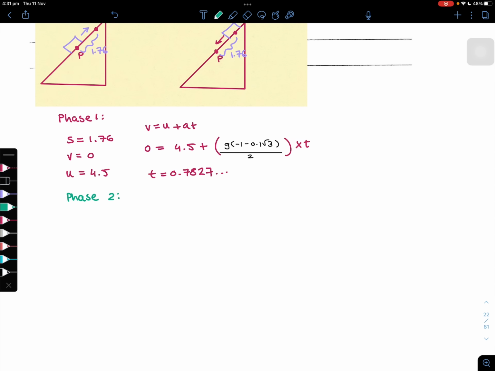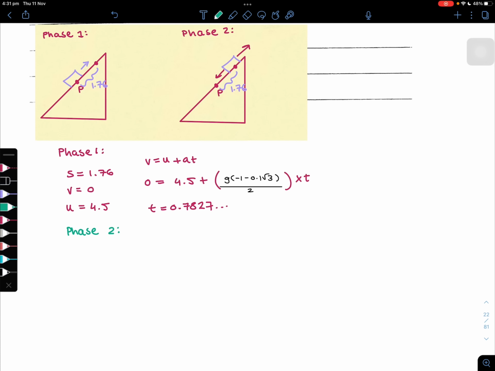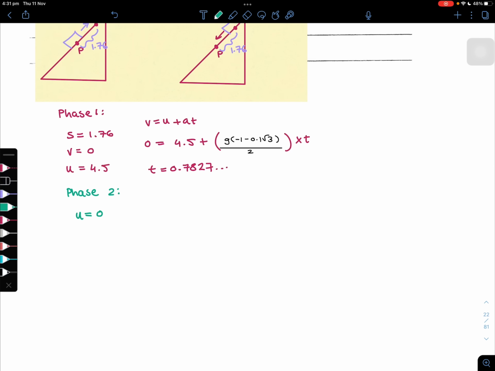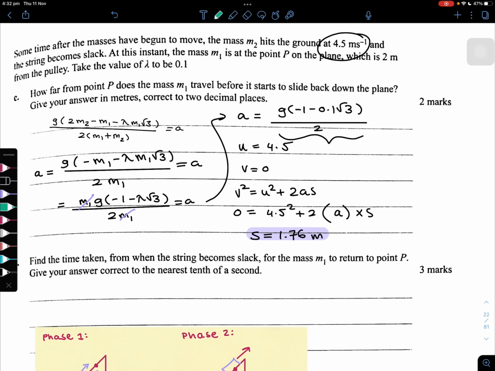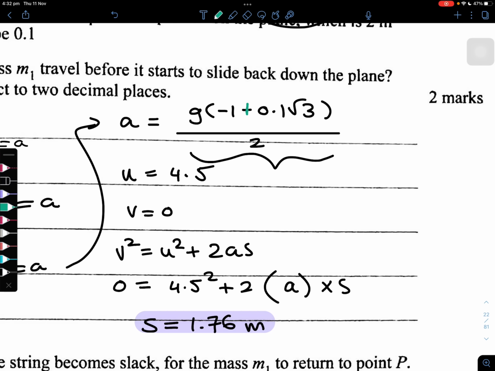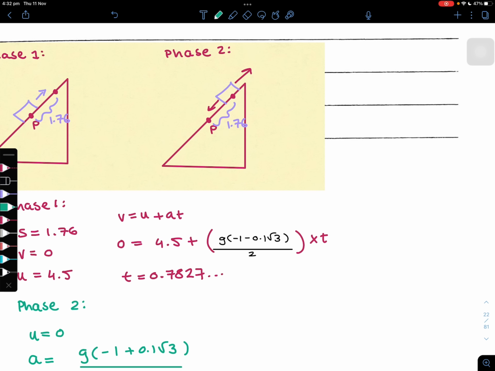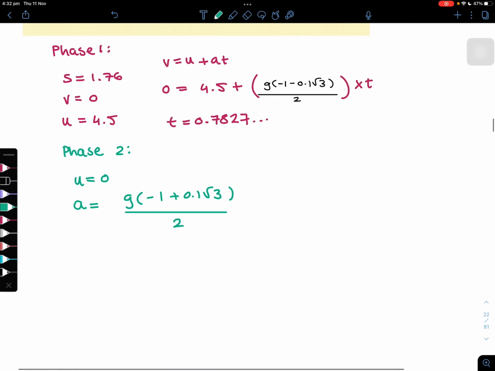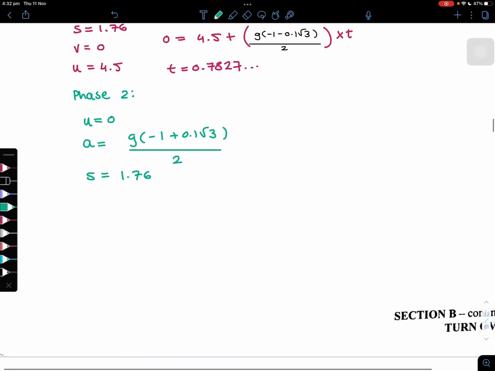So phase 2, let's use a different color. In phase 2, our initial velocity is 0. Our acceleration is going to be this, but with the direction of our friction component being reversed. So that's going to be a plus now, I believe. If I'm not mistaken, this should work. So our acceleration is going to be g minus 1 plus 0.1 root 3, because now that it's moving down the plane, our friction force is going to be going in the opposite direction. That's the main difference there. So acceleration is that, and then our displacement is what we knew from before, 1.76.